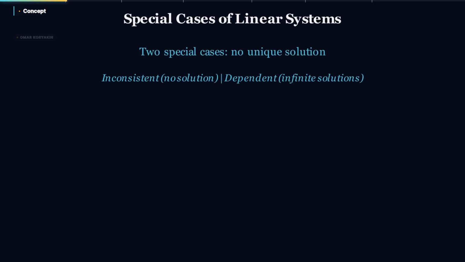2 special cases of linear systems do not have a unique solution. The inconsistent case has no solution because the equations contradict each other. The dependent case has infinitely many solutions because the equations are equivalent and describe the same line. Both cases have clear algebraic and geometric signatures.